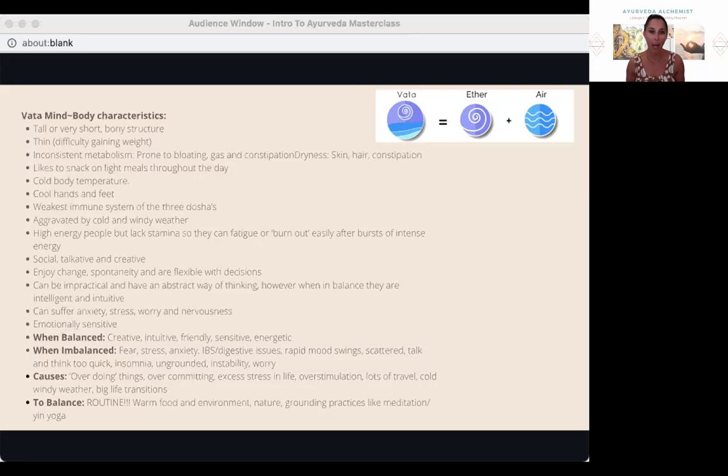So some of you may have picked up, I'm quite Vata. I talk a lot with my hands, I'm always moving. And they can find that they feel really a lot of instability in their life.